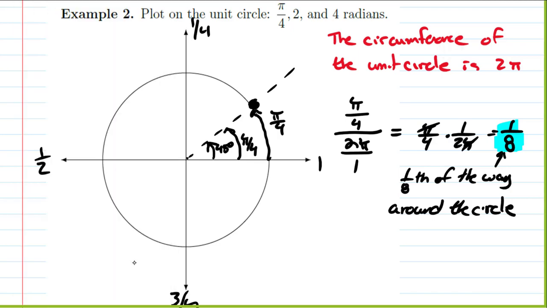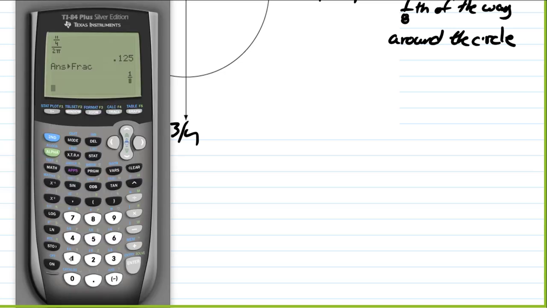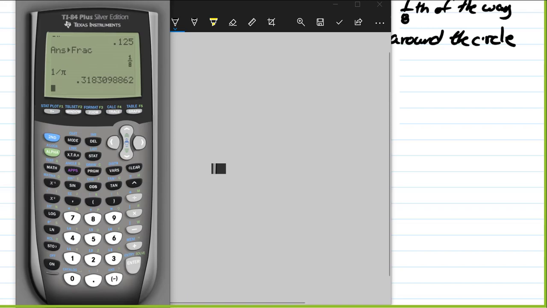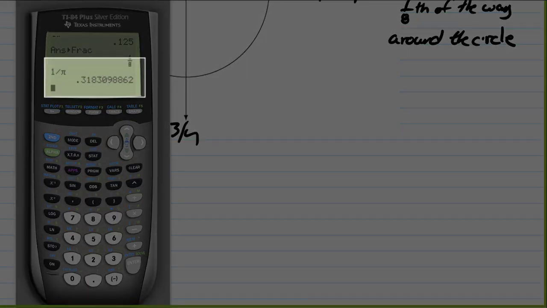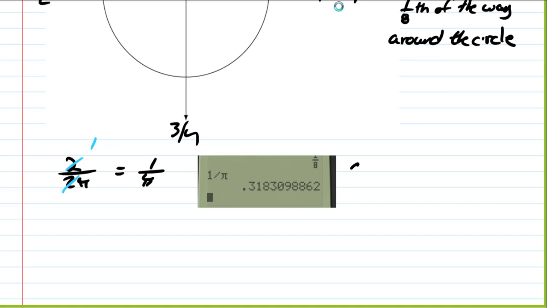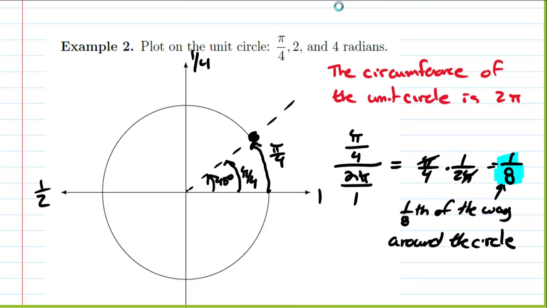So for our next one, our proportion this time is 2. So if we take our proportion of 2 over 2 pi, the 2's reduce out, and we get 1 over pi. Well, I don't know what 1 over pi is off the top of my head, so I go 1 divided by pi, and I get about 0.318. So if I think of this as a percent, this is about 32%, and 32% of a circle would be about 1/3 of the way. So 2 radians would be 1/3 of the way around the circle.